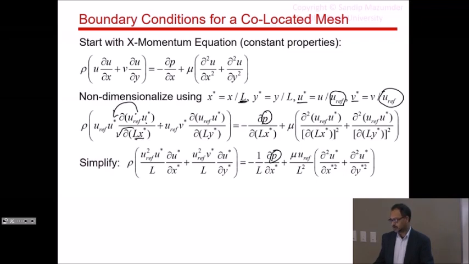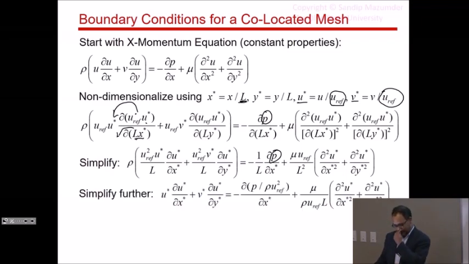All right, I simplify further, which is basically saying that I have multiplied the whole equation by L divided by rho u ref square. So I've multiplied this equation by L times rho u ref square, and that's what gives me this equation. Now you see this quantity shows up here. This quantity that I divided by, P over rho u ref square, is what I'm going to call my non-dimensional pressure P.